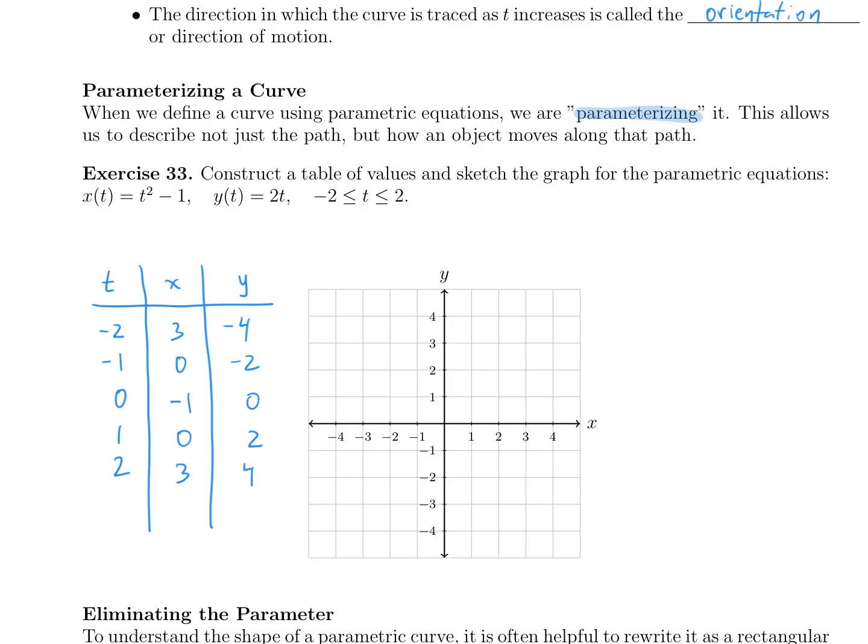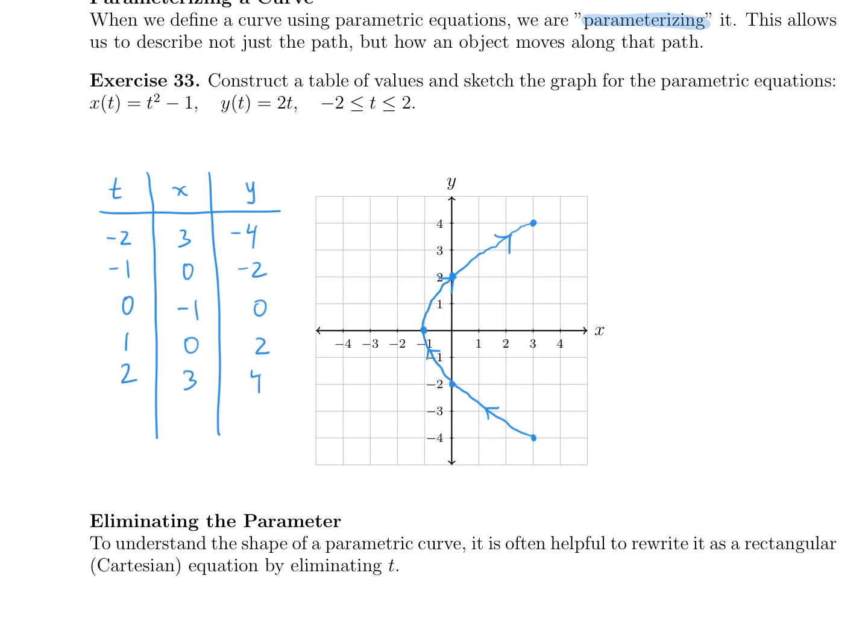Okay, once you have the table complete, now we can plot the points. So the first point will be 3, -4, which would be down here. And then we got 0, -2, and then -1, 0, and then 0, 2, and then 3, 4. Okay, connect those points with a nice smooth curve. And also, we draw arrows to indicate the orientation or the direction in which the curve is being traced. And it starts from the bottom and it starts moving up. So that's called a plane curve.